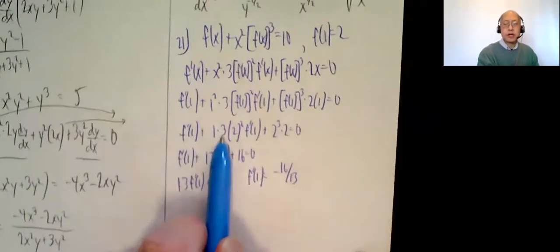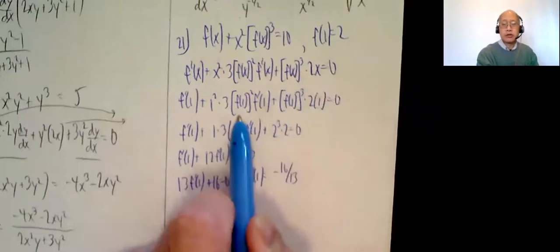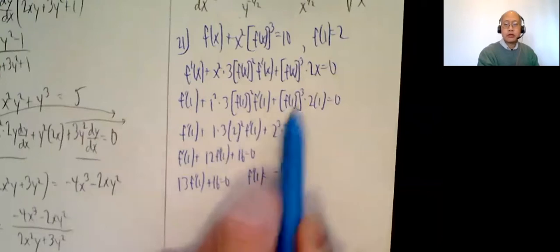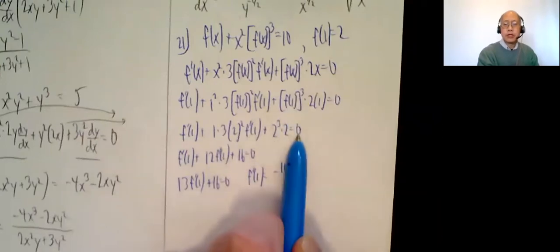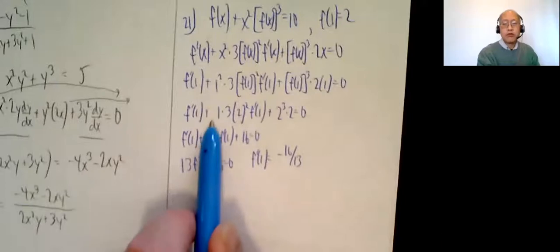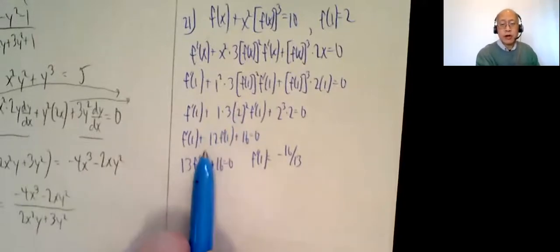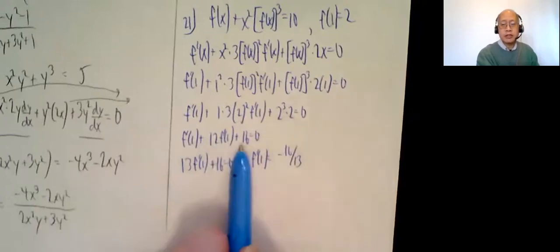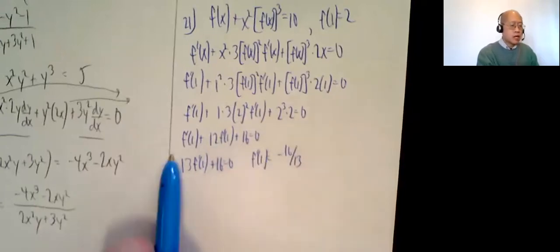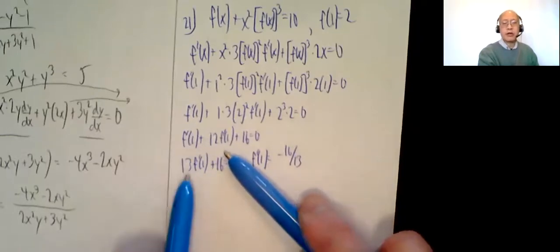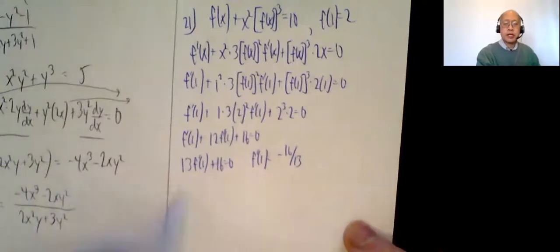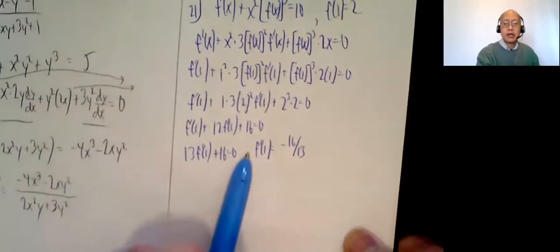Okay, so one squared is one times three. f of one was given to be two, so that's two squared. f prime of one, f of one was two, so two cubed times two equals zero. So I have one times three times four is 12. f prime of one plus 12, f prime of one plus two cubed is eight times two is 16 equals zero. f prime of one plus 12, f prime of one is 13. f prime of one plus 16 equals zero. Subtract 16, divide by 13. So f prime of one is negative 16 over 13.